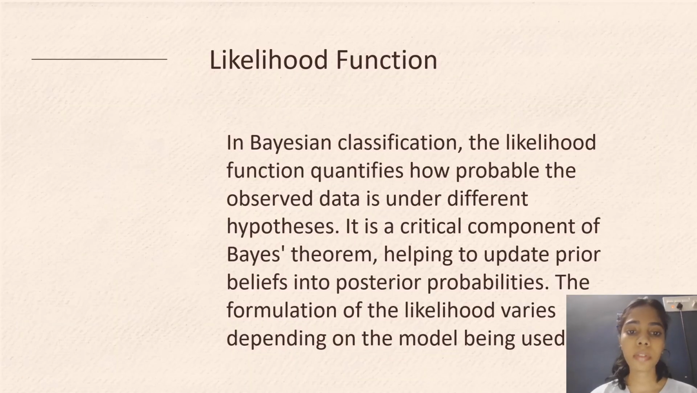And the key concept of this is the likelihood function. In Bayesian classification, the likelihood function quantifies how probable the observed data is under different hypotheses. It is a critical component of Bayes' theorem, helping update prior beliefs into posterior probabilities. The formulation of likelihood varies depending on the model being used.